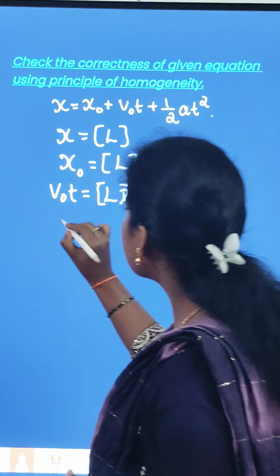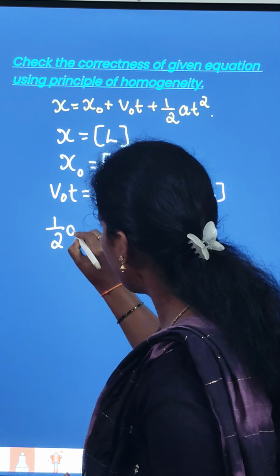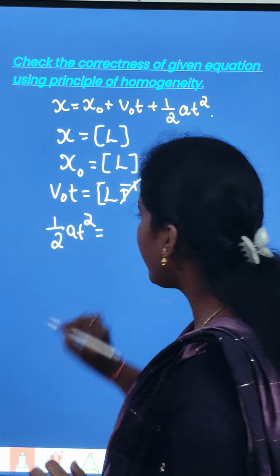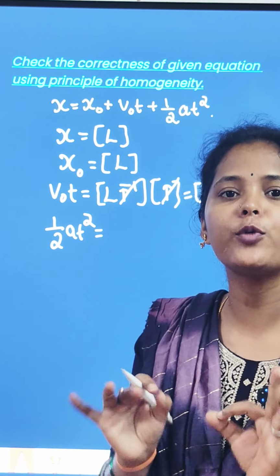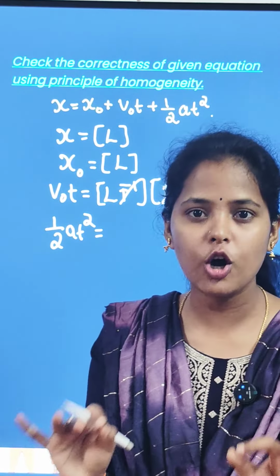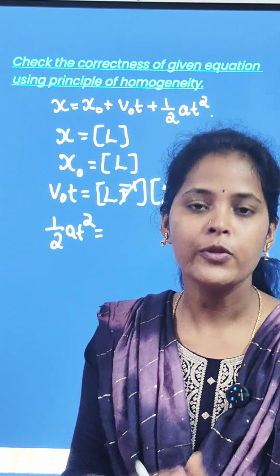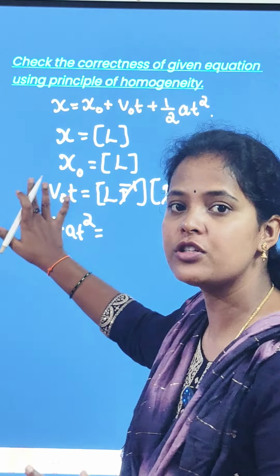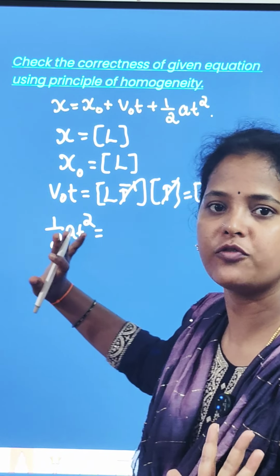So the next one is ½at². Here, remember, half is a pure number. A pure number does not have any dimensional formula, so there is no need to write the dimensional formula for half. There is no dimensional formula for that.